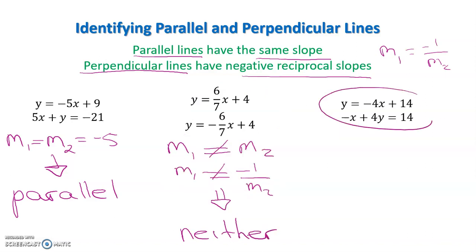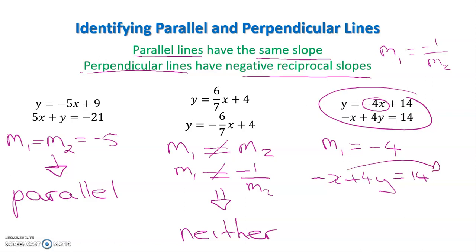So let us look at the third set. So we know that the slope of equation 1 is negative 4. It's already in slope-intercept form, and we need to rearrange the second equation. So negative x plus 4y equals 14. I'm going to move the x to the other side. So 4y equals 14 plus x.